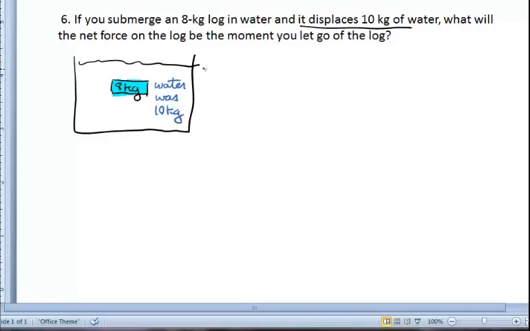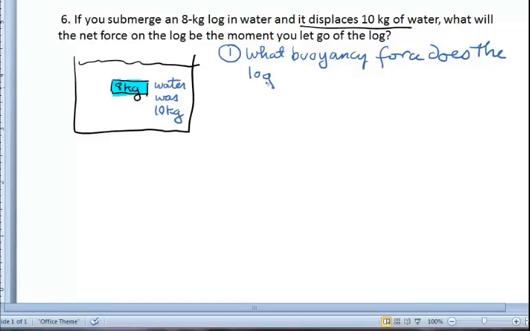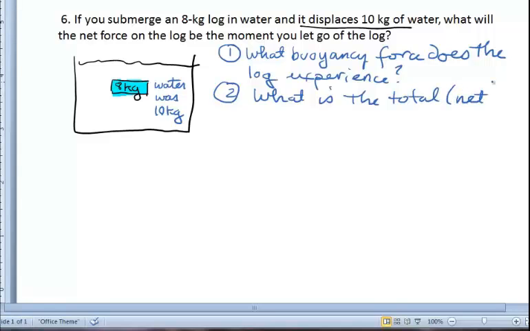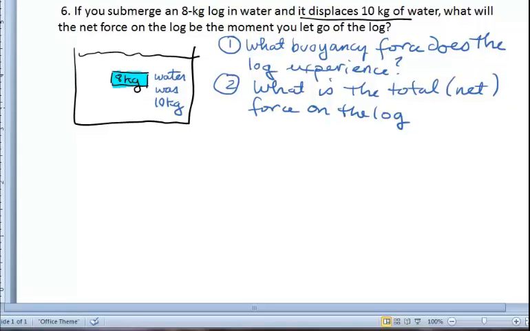So there's two main questions I can ask, and they're about very different things. One is, what buoyancy force does the log experience? And the second one is, what is the total or net force on the log the minute you let it go? So there, you're going to get two different answers. So when you read the questions on a test or quiz, make sure that you figure out which one I'm asking. And once you know, it's really easy.